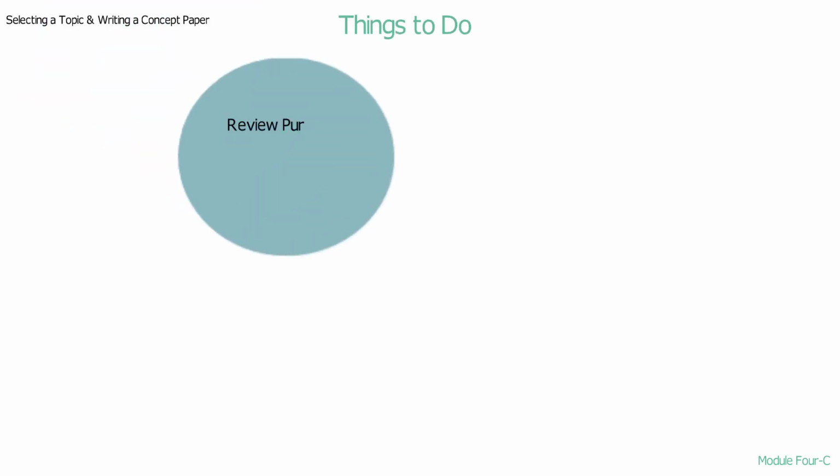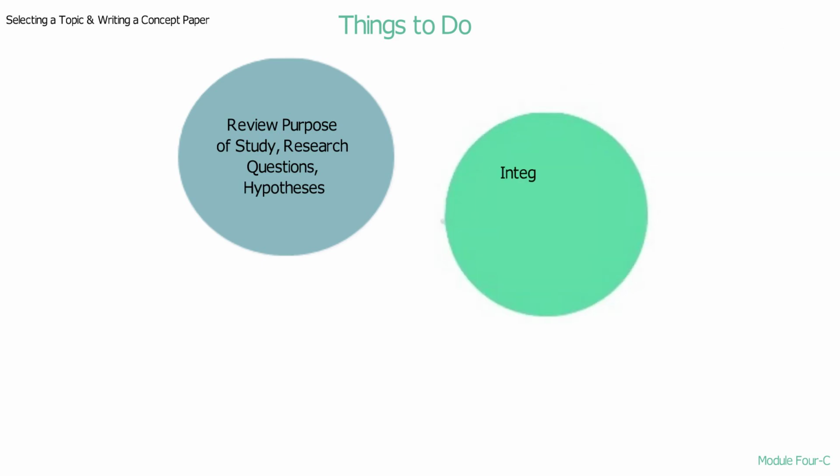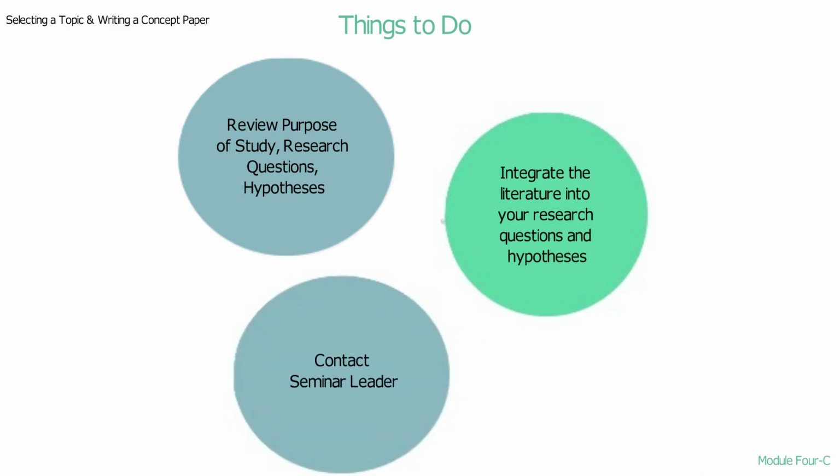As always, there are things to do to complete Module 4. Review purpose of the study. Research questions and hypothesis in dissertations in the Readings and Samples folders. Integrate the relevant literature into your research questions and hypothesis. Contact your seminar leader if you have any questions regarding this task. Now let's turn to task number 3.